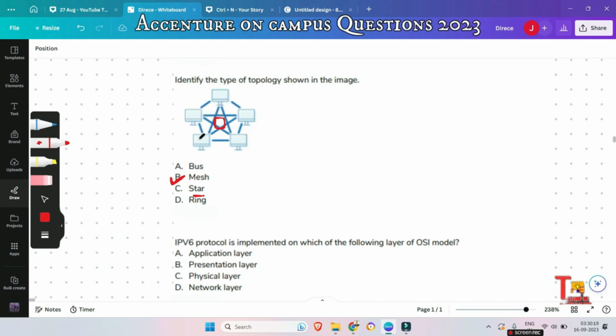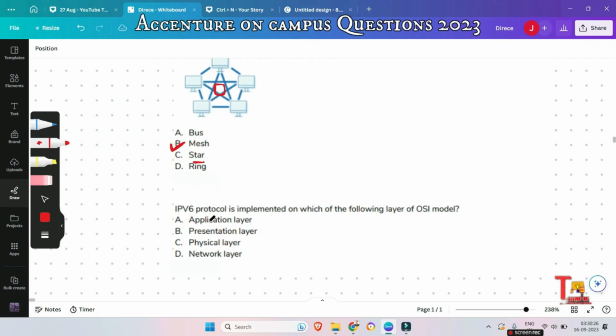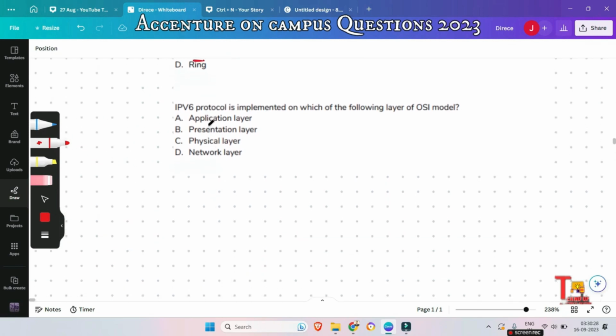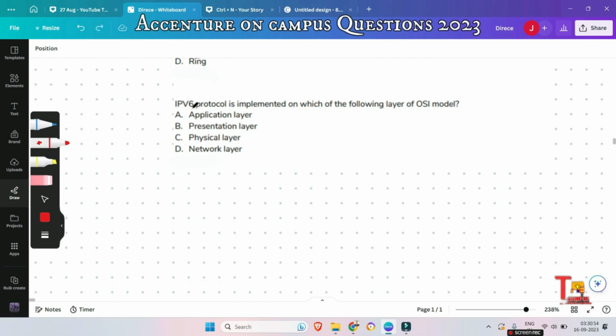All the nodes would have been connected with the central hub, right? But this is not. So mesh topology will be the correct answer. Okay, the IPv6 protocol is implemented in which of the following layers of the OSI model? Actually, IPv4 and IPv6 both protocols are implemented on the network layer, right?